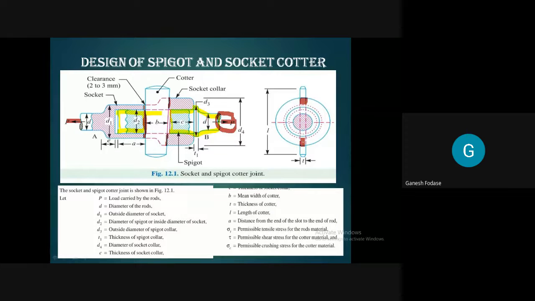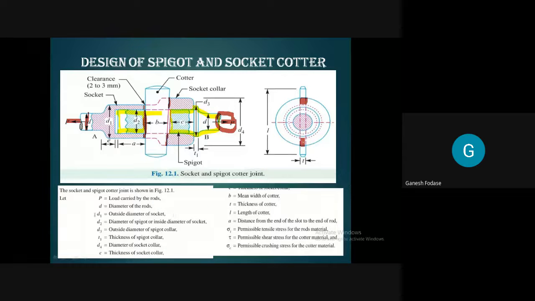On this spigot side there is diameter d, and on the socket side the diameter is also d. D is the diameter of the rod on both sides, and of course it is the same on both sides. One end of the rod is connected to the spigot, the other end is connected to the socket.